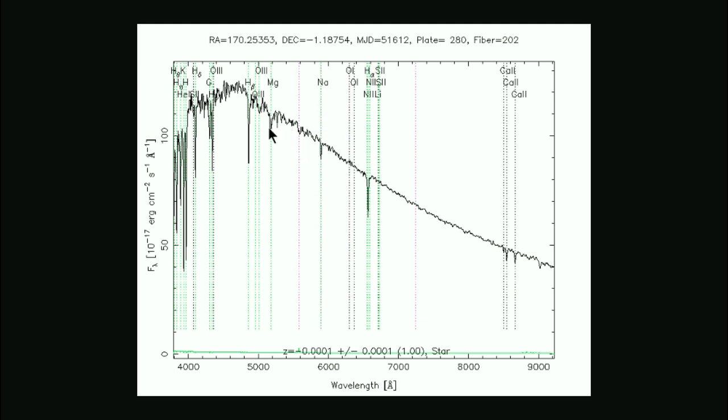Magnesium, you can definitely see that drop there. G. What's G? I don't even know of an element that's just G. Helium somewhere. I guess that's one of these things. Potassium, another one of these things. And these would be calcium. That's what it is. Okay, it's calcium.